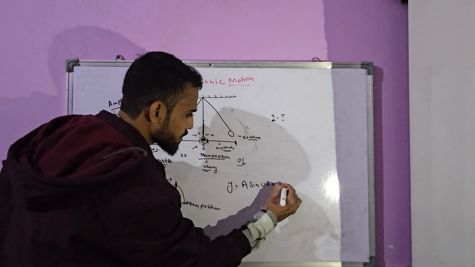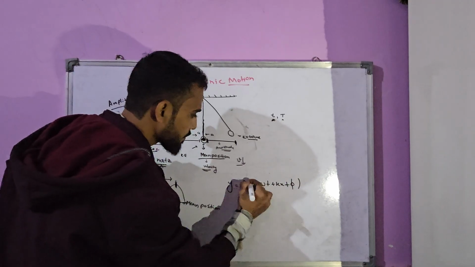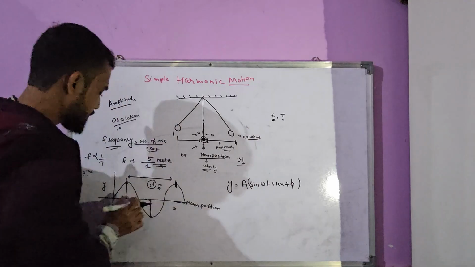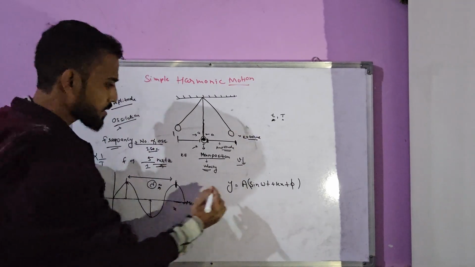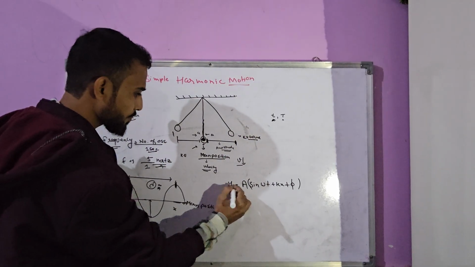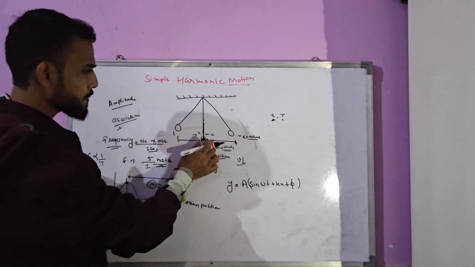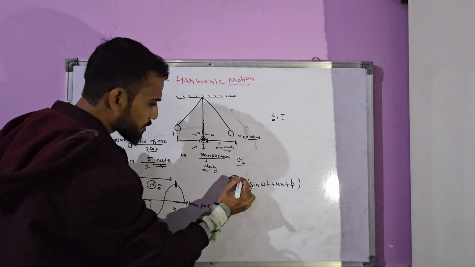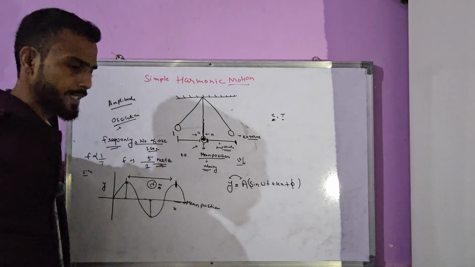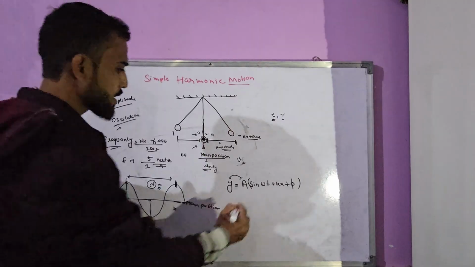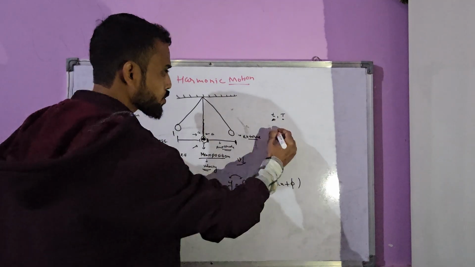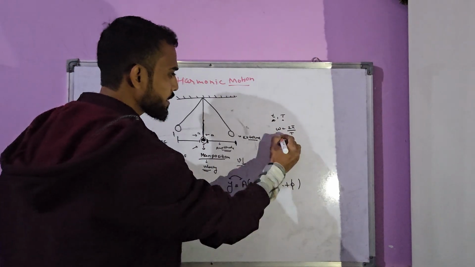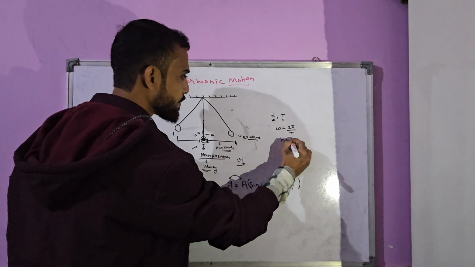plus kx plus some phi). Getting my point? Now here a, I told you, is the amplitude. This y is nothing but the displacement of this particle. So remember, y is always less than the amplitude. It is not more than the amplitude. And here we have omega, which is 2 pi by T, and k, which is 2 pi by lambda.